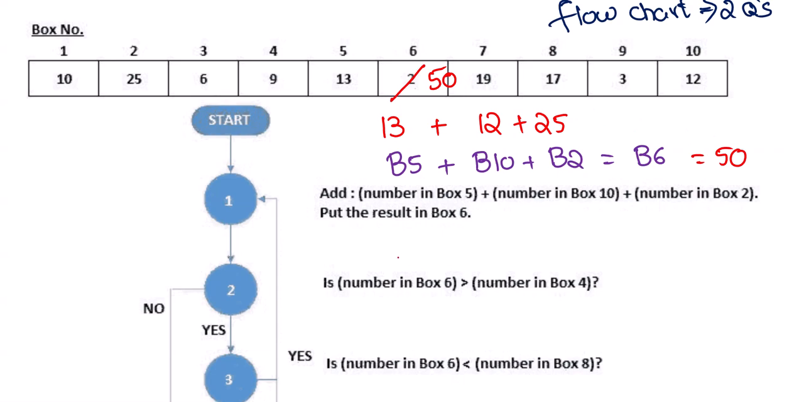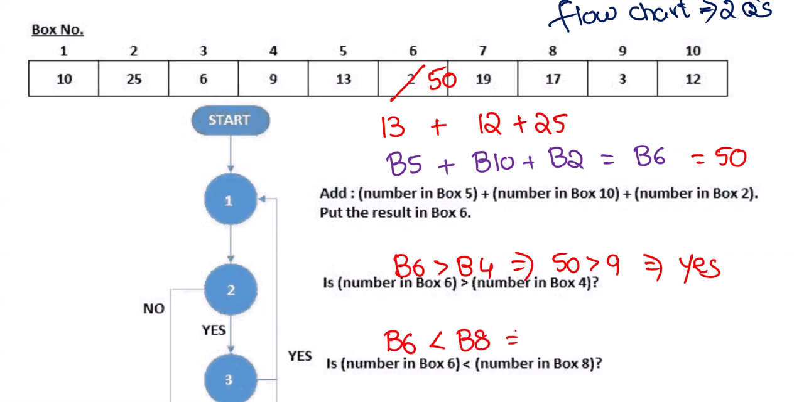Next question, is box 6 greater than box 4? Yes means we'll go for the third step, no means we'll skip and go to the next. Box 6 is 50, box 4 is 9, so it's true. When it is yes, one more step to check is whether number in box 6 is less than number in box 8. If it is yes, I need to go back to the first step. No means I can go to the next step. Box 6 is 50, number in box 8 is 17.